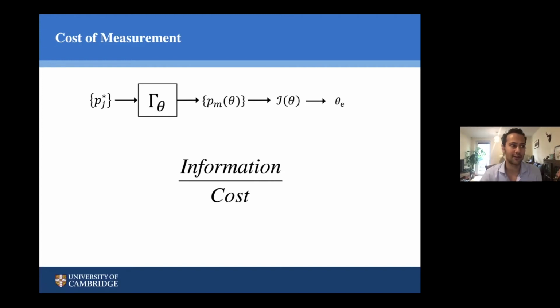And what could these costs be? Well, the cost could be the actual cost of building the experimental apparatus, or it could be a temporal cost. Some experiments might take a very long time and some might be very, very quick.